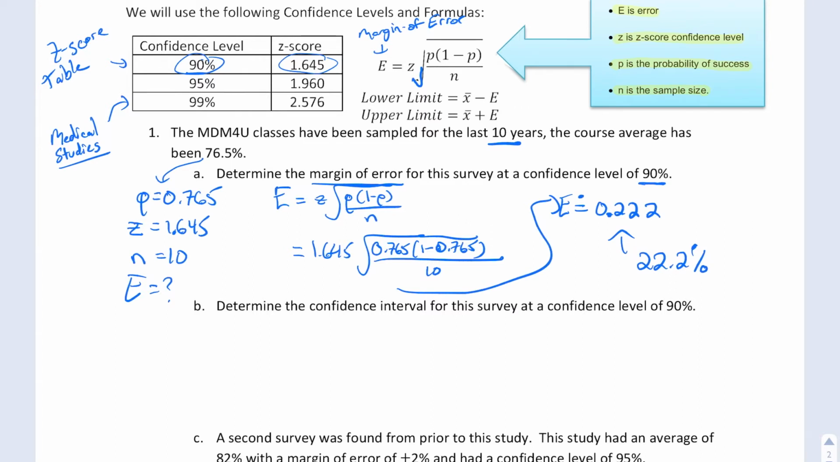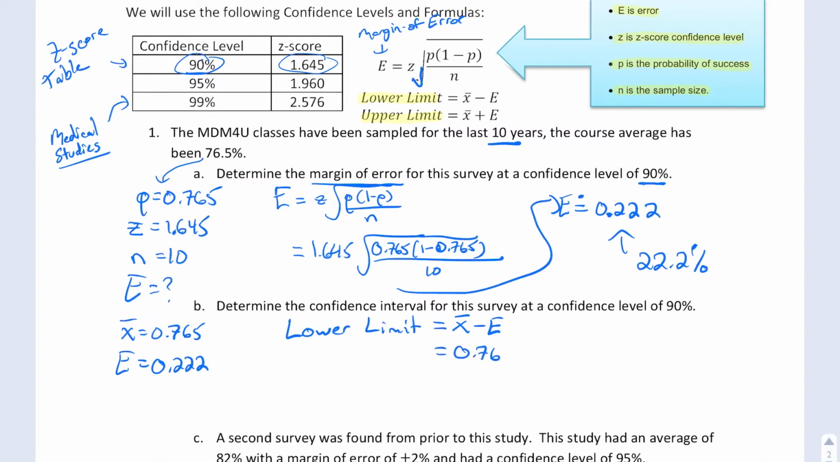So the next part's going to relate to that. So it says determine the confidence interval for this survey at a confidence level of 90%. So that's what we were working with. So this is where I can figure out my lower limit and upper limit. So my average X bar is given, which is nice. And then my E, we just calculated above, is 0.222.